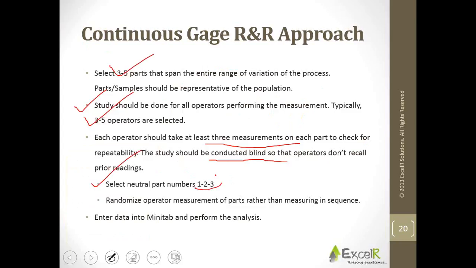Select neutral part numbers. Don't give any part numbers saying that this is the door of the car, these are the brakes of the car, this is the engine of the car. Don't name in that way. Give the part numbers 1, 2, 3. They should not even come to know which part reading is what.